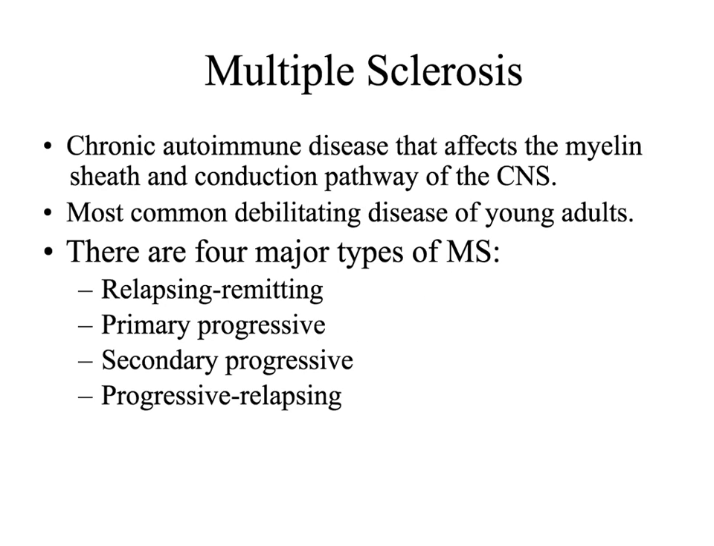Multiple sclerosis is a chronic autoimmune disease. It affects the myelin sheath, the conduction pathway in the central nervous system. It is characterized by periods of remissions and exacerbations. These periods of remissions and exacerbations are different in every patient.